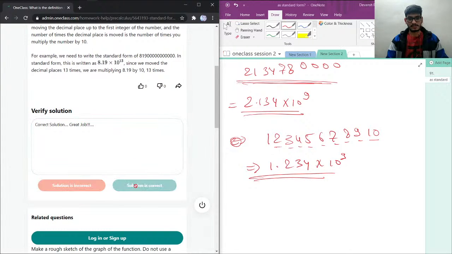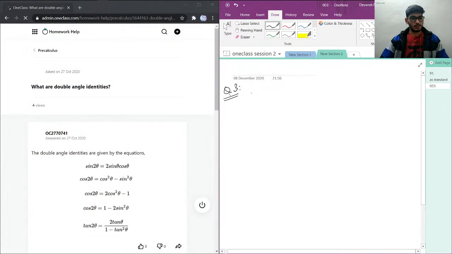And the solution is correct. So question number 3 is, what are double angle identities?